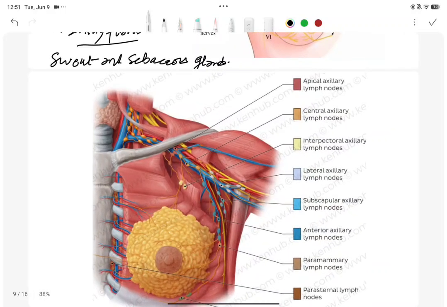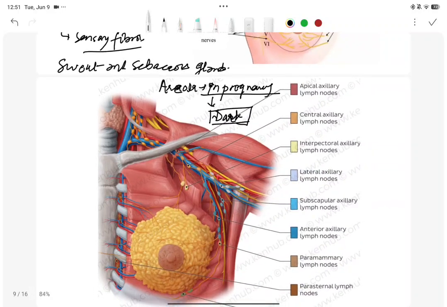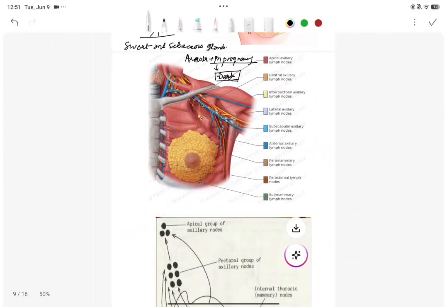Now, the areola in pregnancy. In pregnancy, the areola gets extensively dark. The areola is dark in pregnancy and it is rich in sebaceous glands that are devoid of hair and fat.